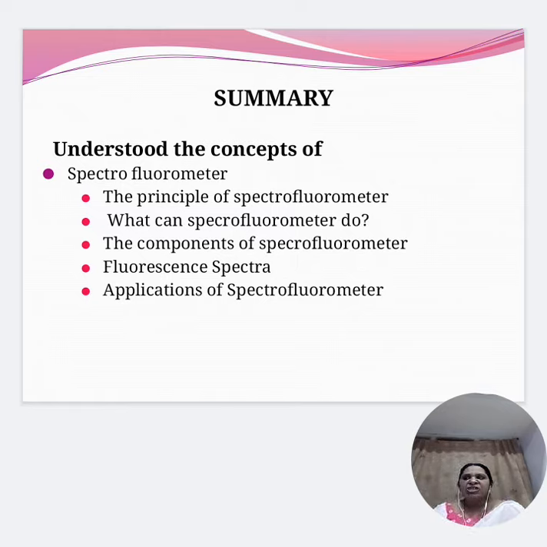Then coming to the applications of spectrofluorometers. They have widespread applications. The first is environmental significance: they are used to detect environmental pollutants such as polycyclic aromatic hydrocarbons. Then they are used in the field of geology. Then they are used in analytical chemistry to detect compounds from high pressure liquid chromatographic flow. And they are used in biochemistry for tracking and analysis of biological molecules like proteins.